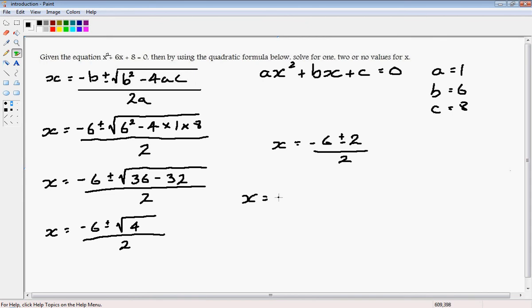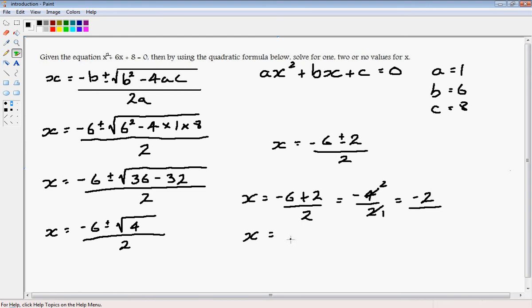So x equals now minus 6. Now if I take plus 2 and put this over 2, this will give me minus 6 plus 2 is minus 4 over 2, and you should know that that cancels to minus 2. So that's one value for x.